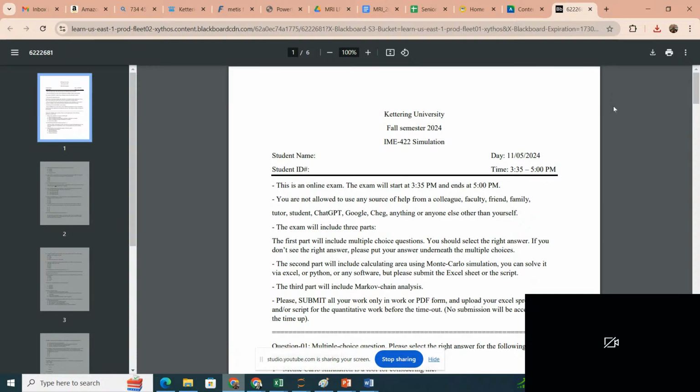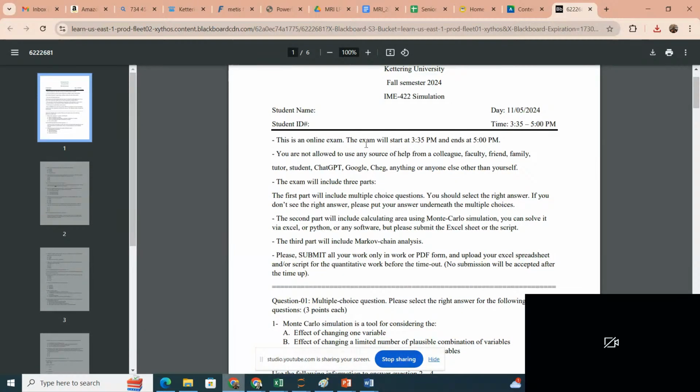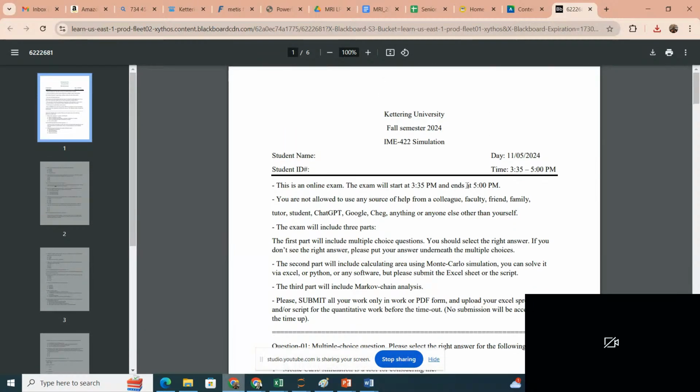Now there is a PDF format for the exam and there is Word. So make sure you send me an email when you start the exam. And after you finish the exam, after reviewing all your answers, please send me another email. Now, to begin with, read the instructions carefully. So, this is an online exam.